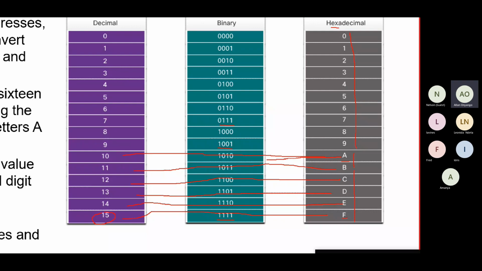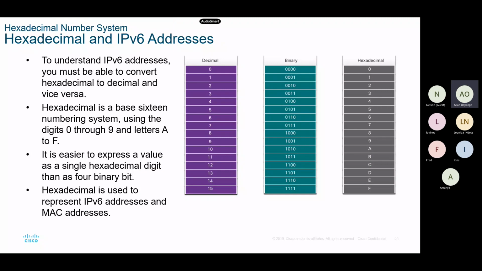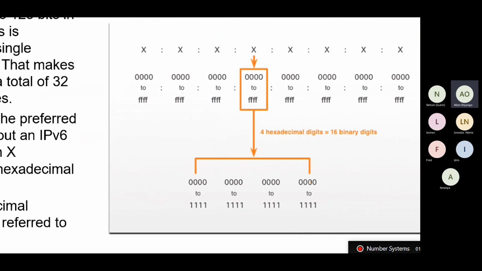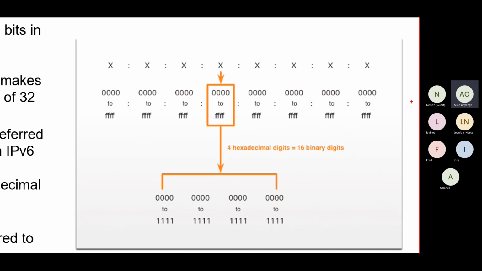And so we'll be working with hexadecimal numbers. For your exam, note hexadecimal numbers are used by IPv6 addresses and MAC addresses. Very, very important. Now, let me take you through the structure of an IP version 6 address. We're going to compare it with IPv4, and we get to note the differences.